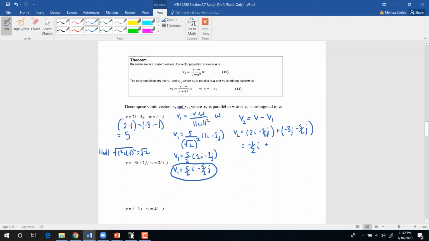And then I have -3 minus... oh, be careful, sorry, I have a double negative, my bad. So this will be plus 1/2 j, right, because I have a double negative, -3 plus 5 halves. Oh wait, sorry, this is minus, my bad. Yeah, sorry, because it's -6 halves plus 5 halves. Sorry about that. Okay, so that will be my second vector.